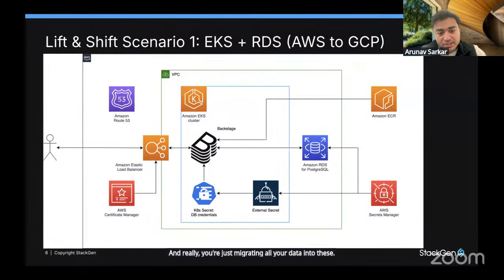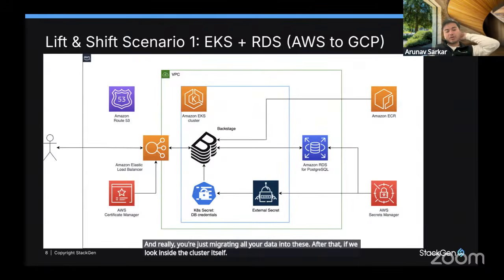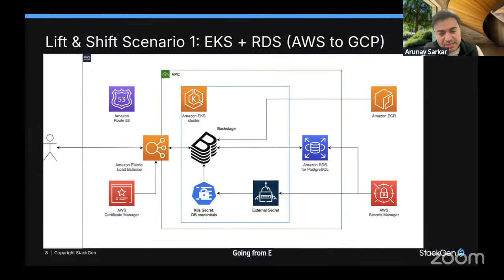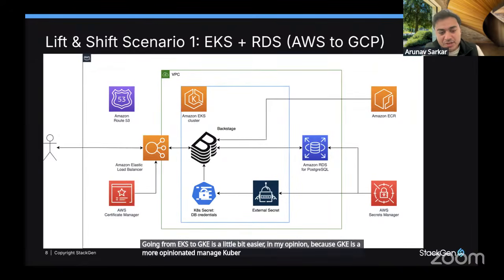After that, if we look inside the cluster itself, typically when we're going from EKS into something like GKE, that migration is very often one of the easiest parts to migrate. Going from EKS to GKE is a little bit easier, in my opinion, because GKE is a more opinionated managed Kubernetes platform. So it's easy to go from a less opinionated one like EKS into GKE, where it'll start setting up automatically for you all the logging, the monitoring. You don't have to do too much. Things just kind of automatically get set up for you.